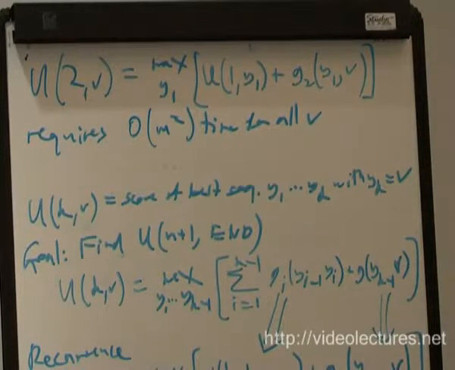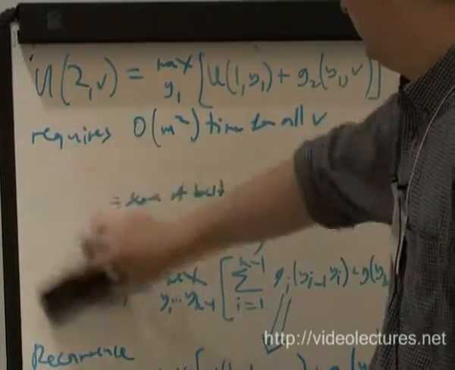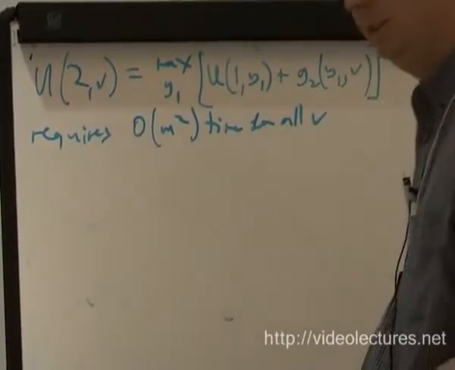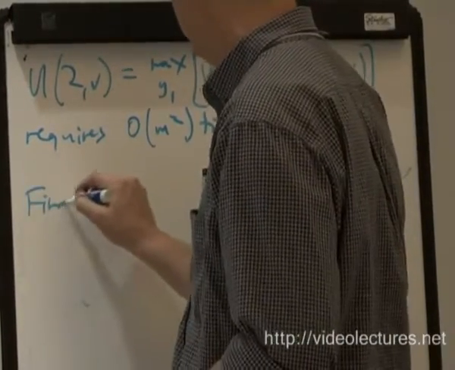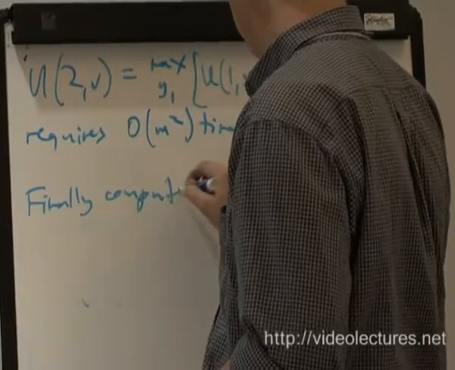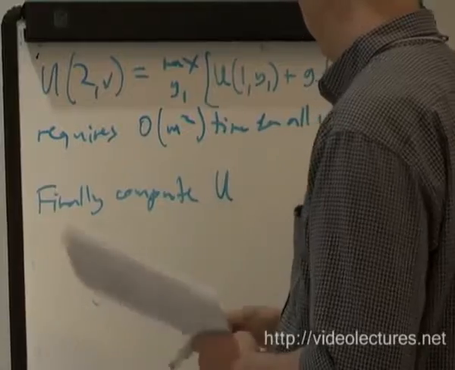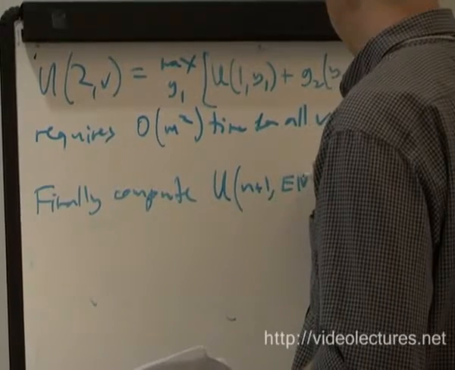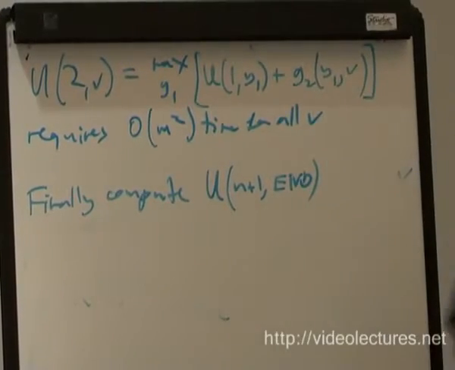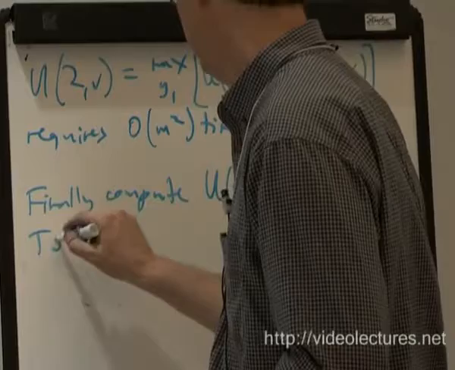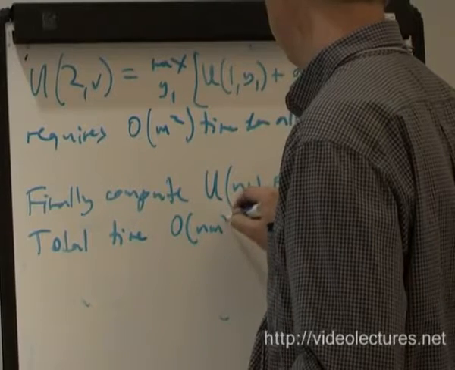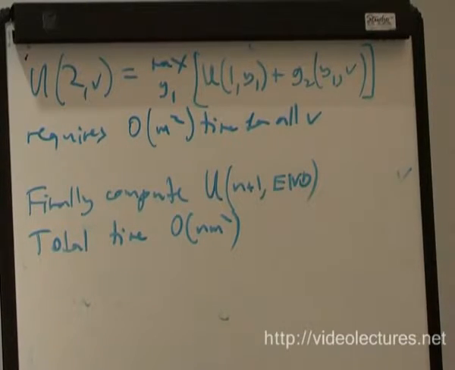And I need to do this up until un. So finally, I compute u of n plus 1 and end, and that gives me the argmax answer that I want. And so the total time is order n times m squared, because I have to go up to un plus 1.